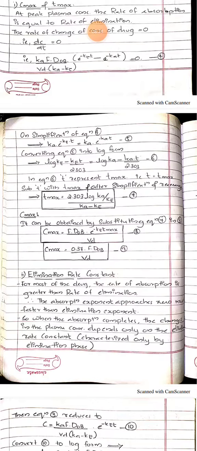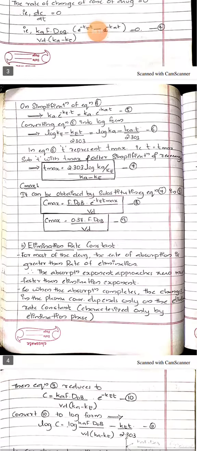There are two exponents: e raised to minus Ke into t, that is the elimination exponent, and e raised to minus Ka into t, that is the absorption exponent. This absorption exponent becomes 0 much faster than the elimination exponent. So elimination takes place at a slower rate. When the absorption is complete, the changes in the plasma concentration depend only on the elimination rate constant, and it is characterized by the elimination phase.